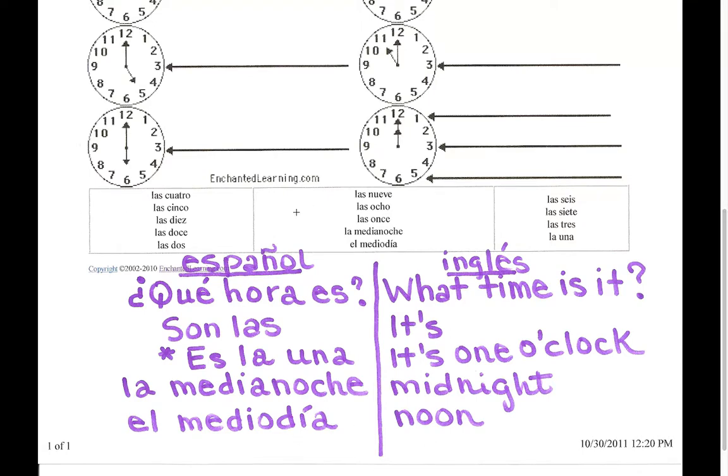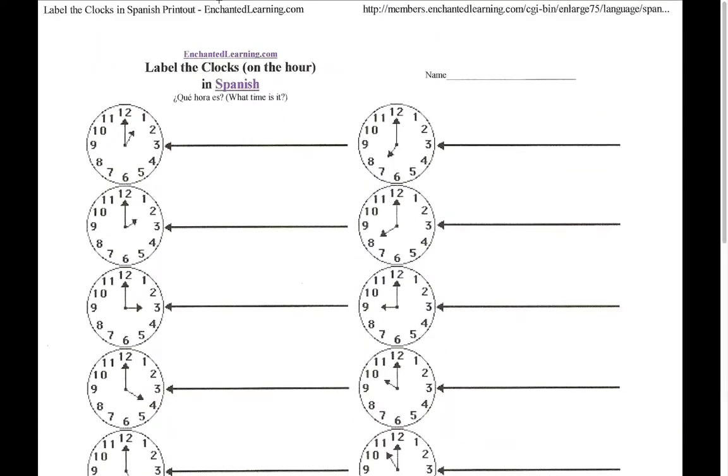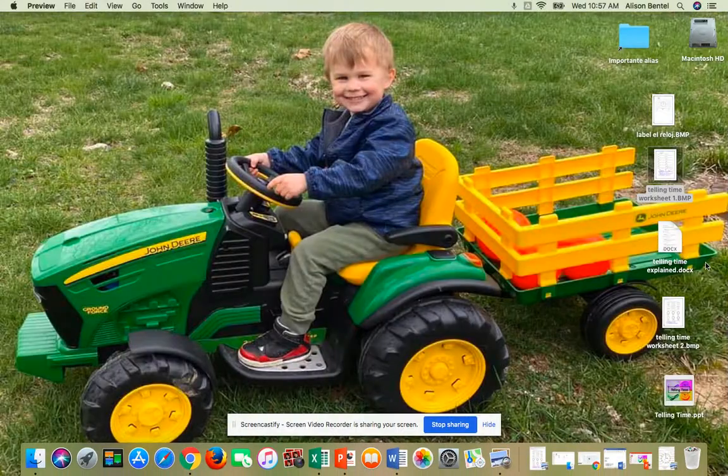Then under here, español, ¿qué hora es? What time is it? Son las, es la una, it's 1 o'clock, which again has una estrella because you have to remember that it is es la and not son las una because one is singular or singular number. La medianoche, midnight, and el mediodía, noon. So you would label those clocks.